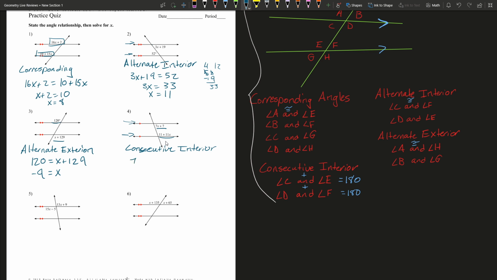So if we add these two things together, they will equal 180. So if we combine some like terms, we get 18x plus 18 is equal to 180. 18x will equal 162, and x will equal, I believe, 9.